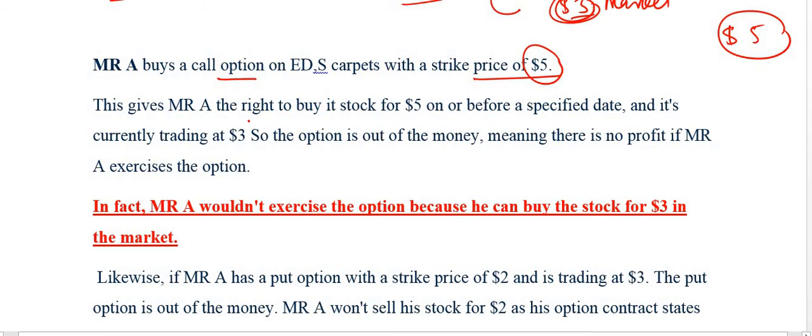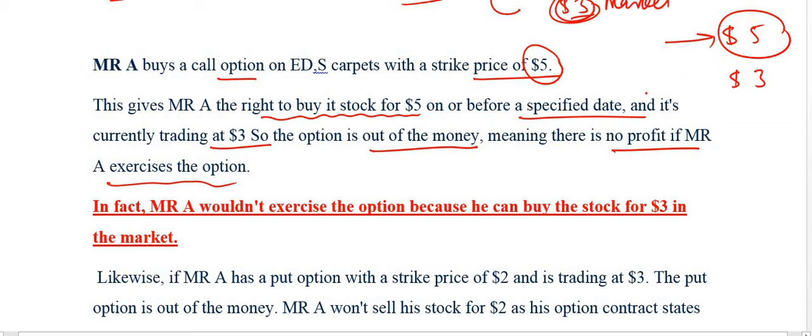This gives Mr. A the right to buy the stock at $5 on or before a specified date, and it is currently trading at $3. Now the same security is trading at $3. So the option is out of the money, meaning the option is not profitable or attractive for you to exercise. So there is no profit if you exercise the option. So this option is not attractive for you, it's an out of the money option.